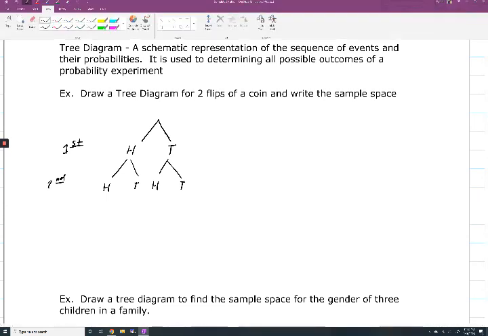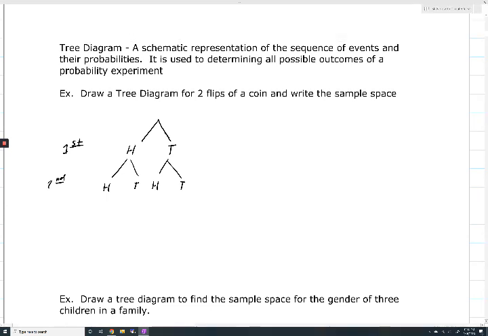Now, I can use this tree diagram to come up with my sample space. As long as I start at the top and work my way through, I'll get a list of all possible outcomes.